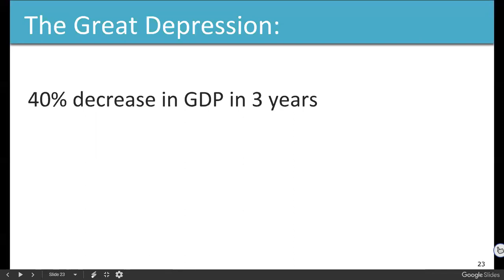Just wrap your minds around things. The Great Depression was a 40% decrease in GDP over 3 years. Just 40% in the first 3 years alone. That's almost half. We cut the amount of stuff that was being made almost in half, which means we cut the number of jobs almost in half. In only 3 years' time. That makes this little 12%, our unemployment going from 6% to 12%, a drop in the bucket.